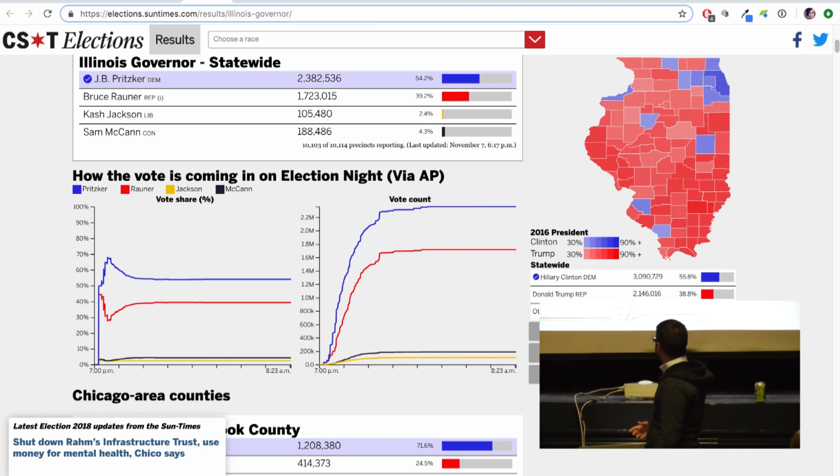One other thing you might notice is there's this thing called precincts reporting, which is actually a big deal right now with the recount in Florida, because all precincts have reported, but there are more votes coming in. This is just the easiest way to convey how much of the vote has come in. And actually AP hasn't counted all the Illinois votes yet.